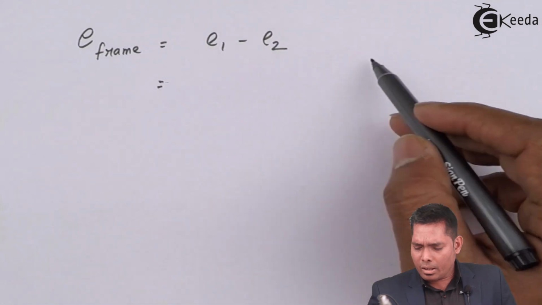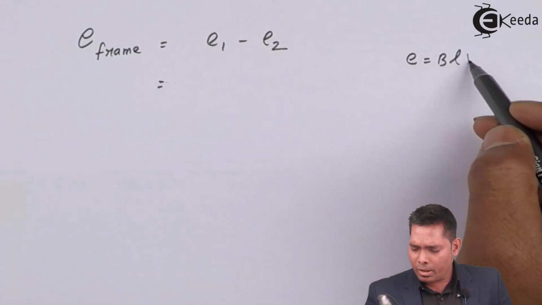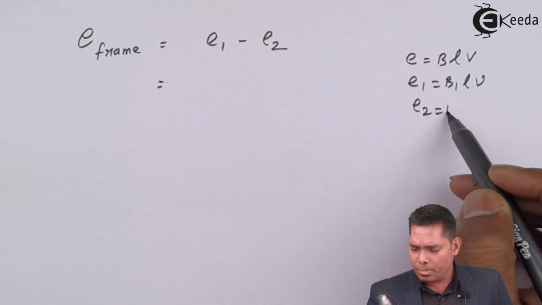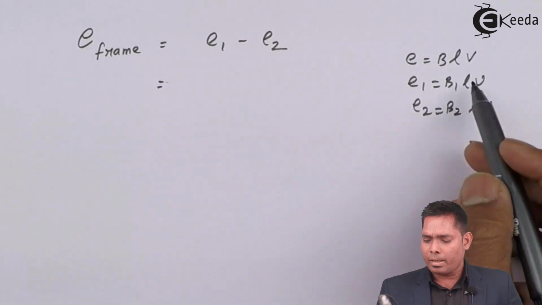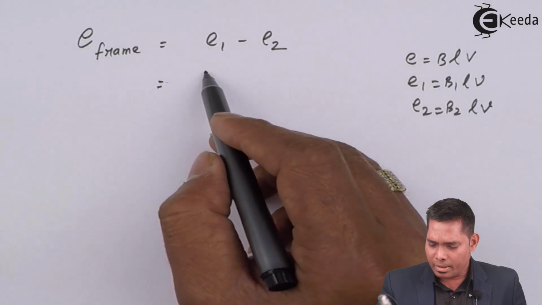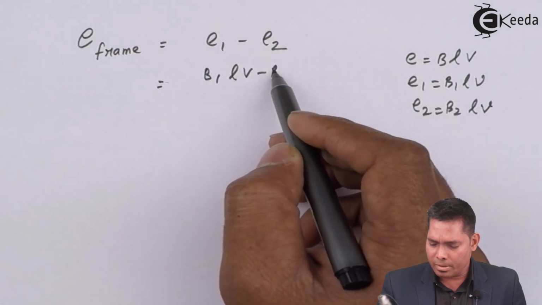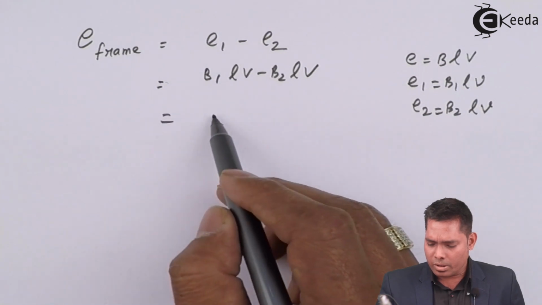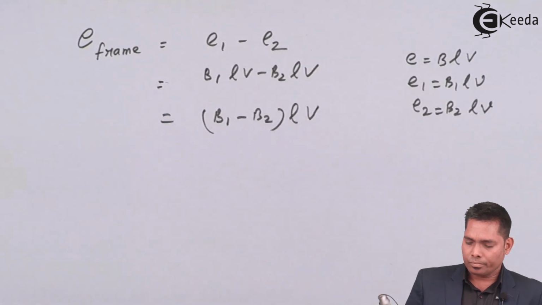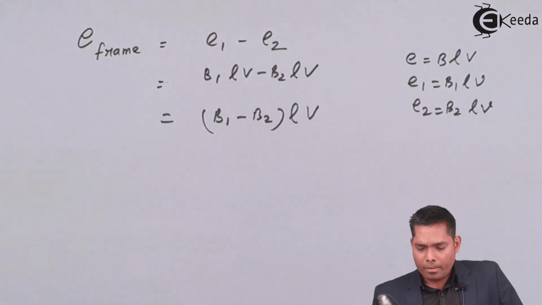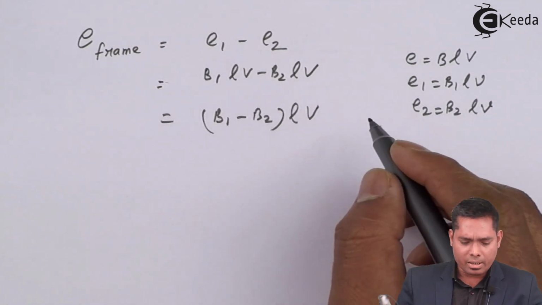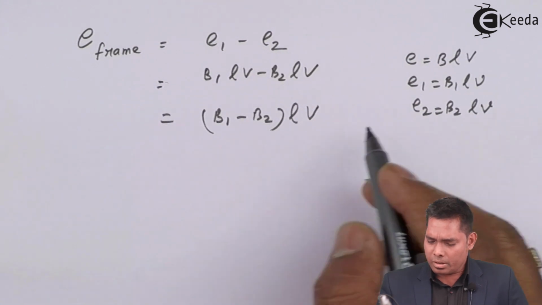So what is E? Because we know that E is equal to BLV, in the first case it is B1LV. In the second case it is B2LV, because V is the same and L is the same for both the conductors. So if I substitute that, then this is B1LV minus B2LV. So it is B1 minus B2, times LV. Now B1 minus B2, I will just write that.